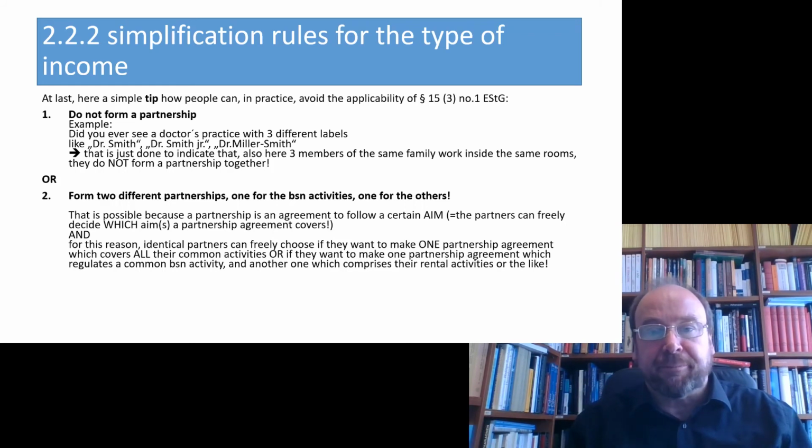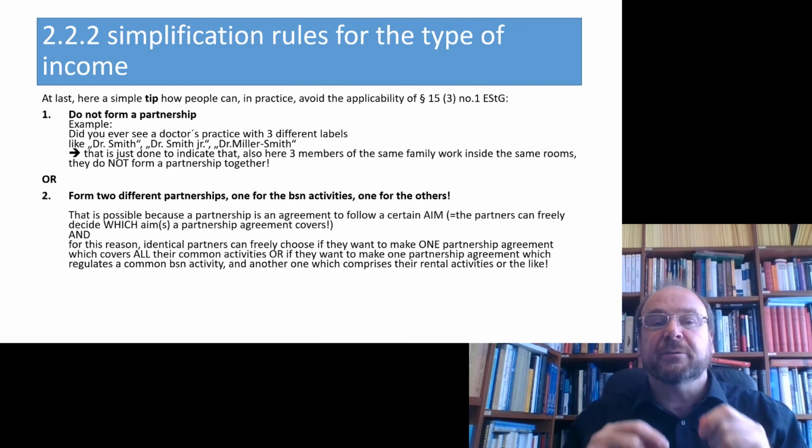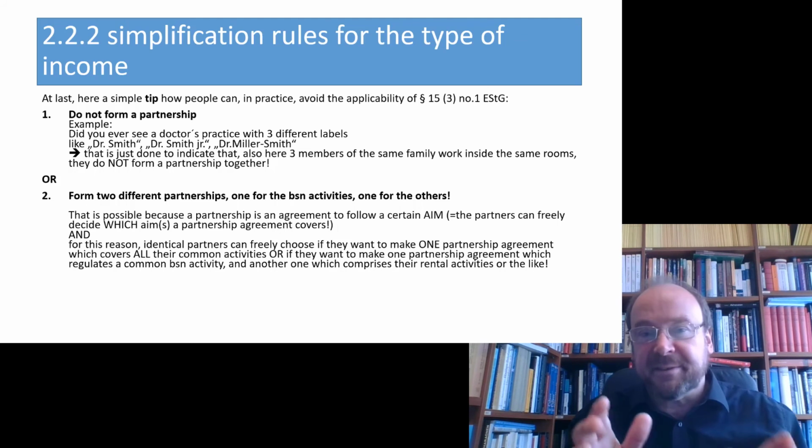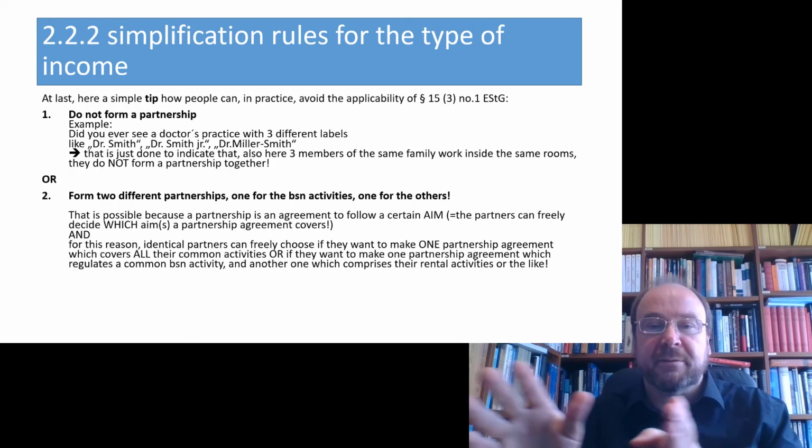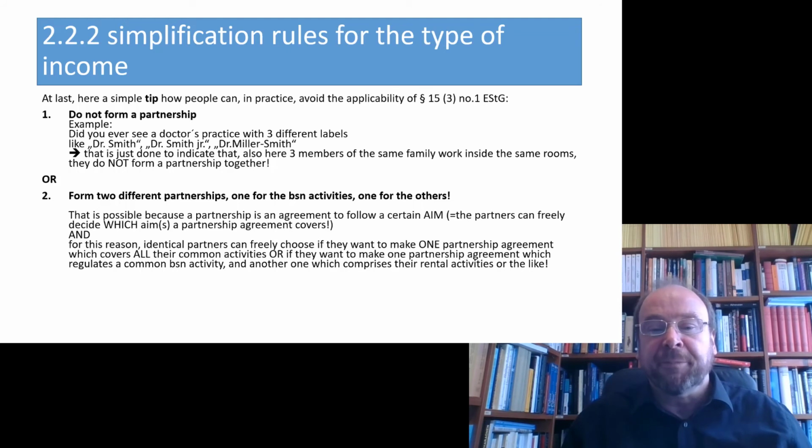And surprise, it works. You can form several partnerships with the identical persons, because a partnership is strongly defined by its aim. So if you unite to do a holiday trip together, this is a partnership. But if you also agree to open a business next year, this is a completely different aim, and a different partnership contract is possible. And so one of the recommendations in practice is, if you decide to work with several people, form different partnership contracts.